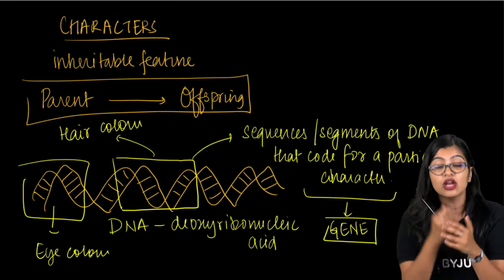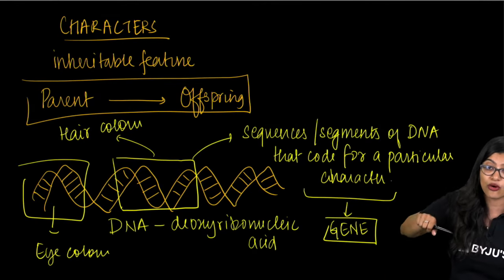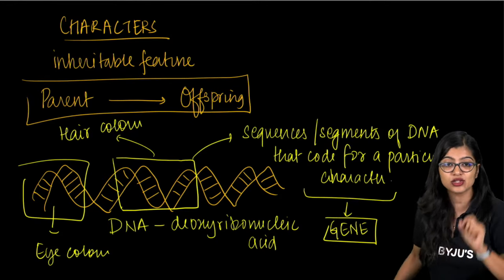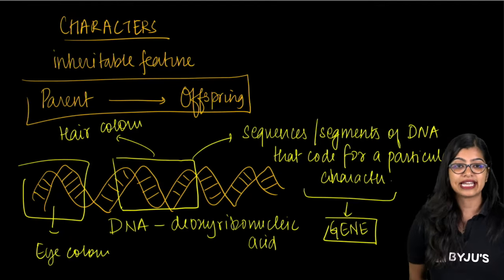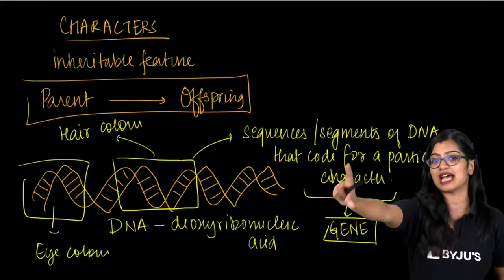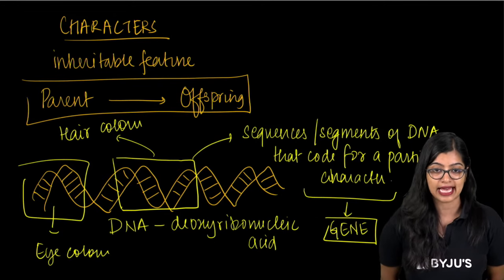What is coding? Coding in this case, or codes for, is nothing but it has the information for that particular character, right? So that is what we mean by it. So yes, very good. DNA is the whole train, gene is kind of like that, and each dabba of it has some information. Gene, DNA, chromosomes, yes, exactly.